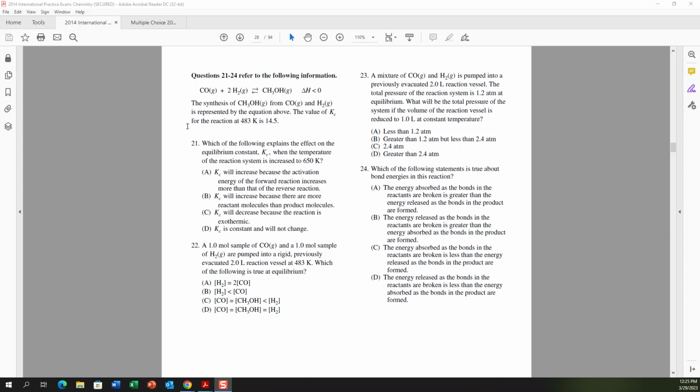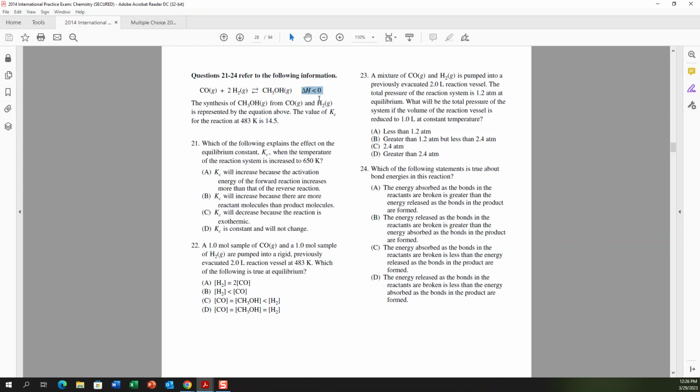So we left off. We're on number 21. Okay. So for all these questions on this page, 21 through 24, we're referring to this system. So double arrow equilibrium questions probably. Notice they gave us a value of Kc. So they tell us Kc is 14.5. Remember, that means it's greater than 1. That means at this temperature, 483 Kelvin, because we have an equilibrium constant greater than 1, the reaction is thermodynamically favored if they ask anything about that.